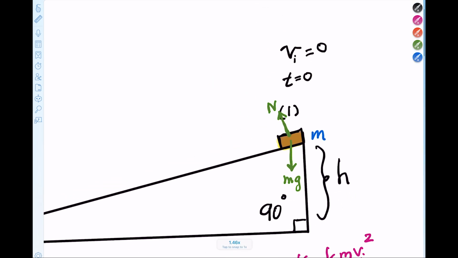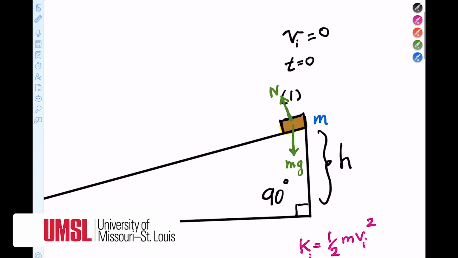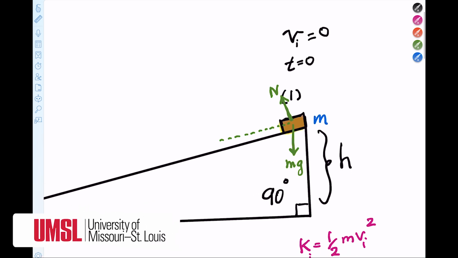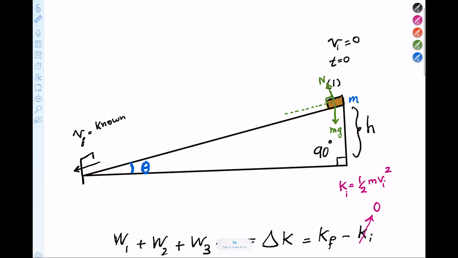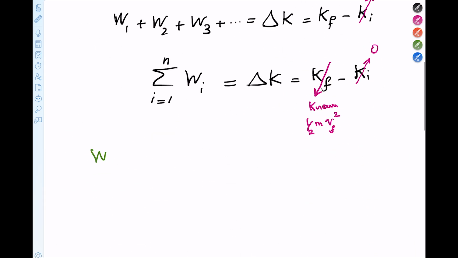The normal force doesn't do any work because it is always normal, always at an angle of 90 degrees. So the work done by the normal force is the normal force times displacement times the cosine of the angle between the displacement and the normal force, which is 90 degrees. In this case, cosine of 90 is 0. So the work done by the normal force is 0.